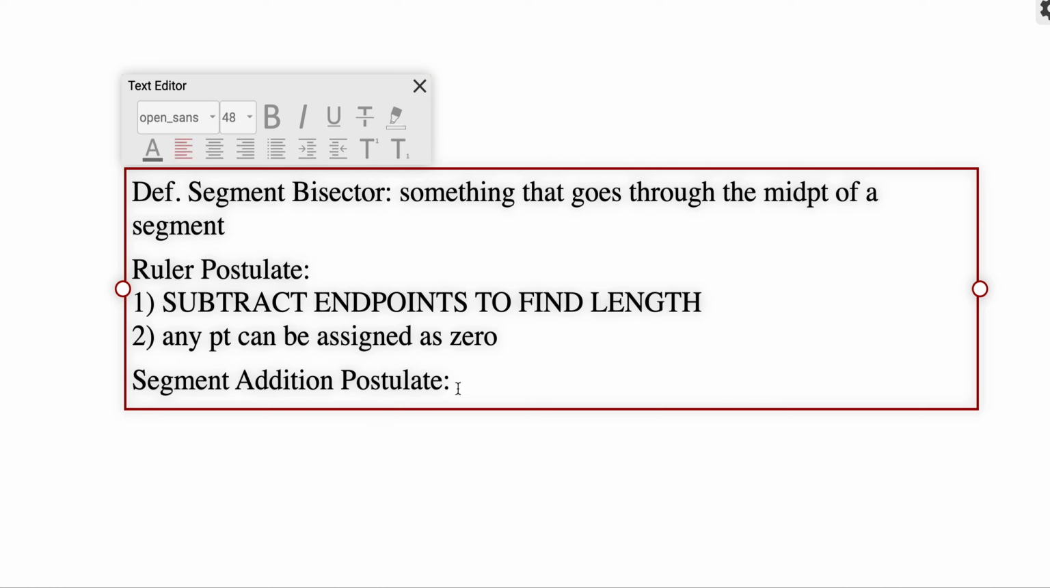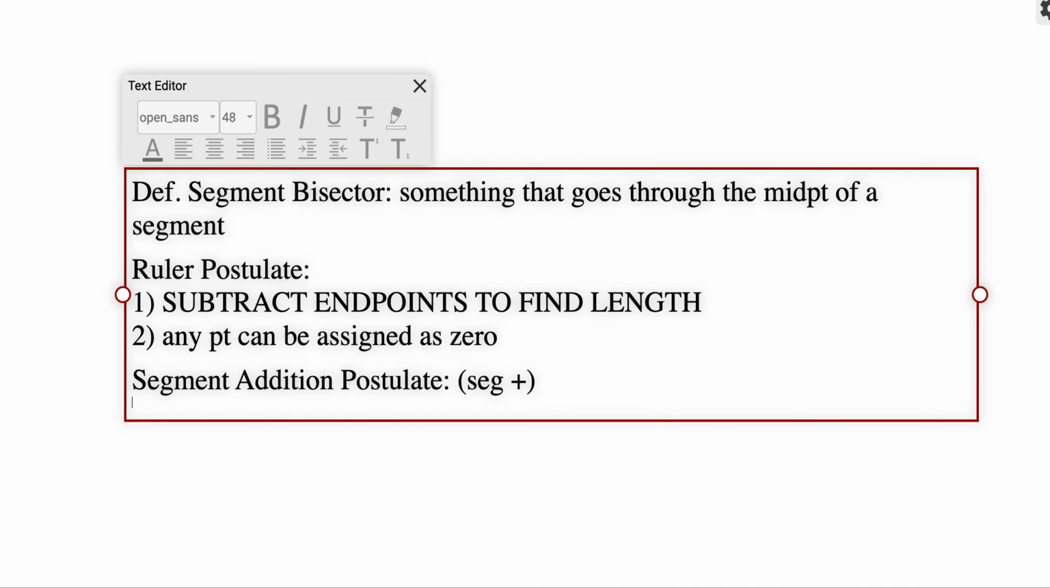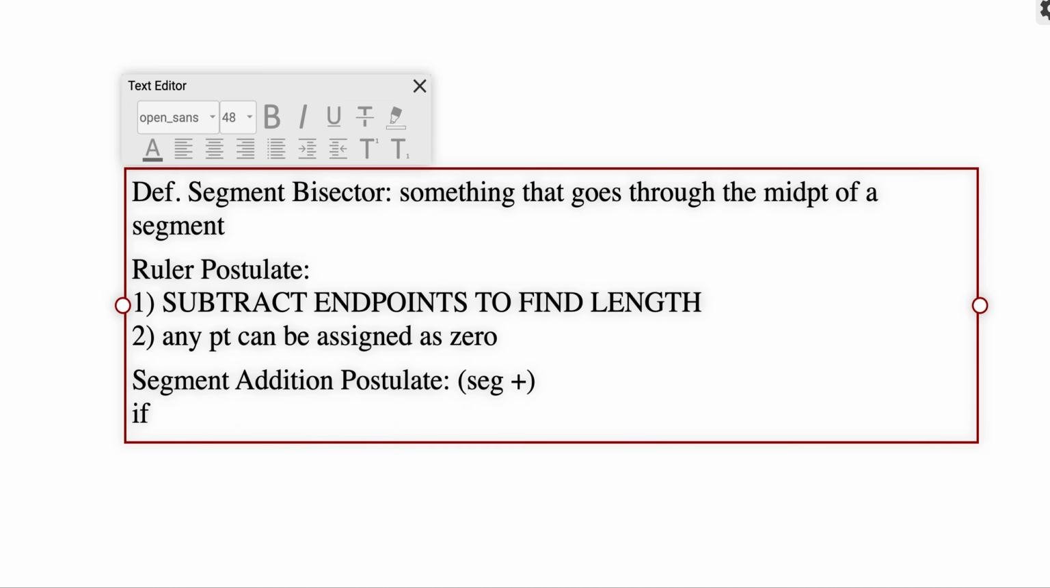Segment addition postulate. Sometimes I'll just say segment addition like that in symbol form. But if B is between A and C, then AB plus BC equals AC.